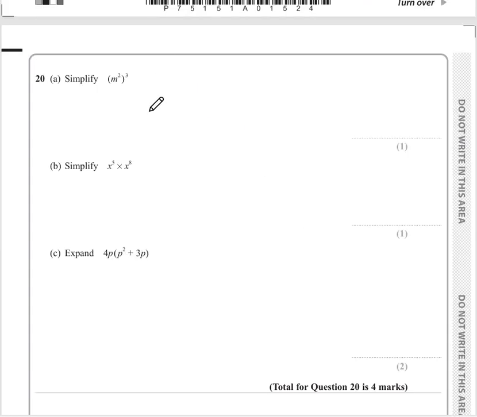Question 20. Simplify m squared to the power 3. So when we have this situation with the brackets, what we're going to do is multiply the powers. So we're going to have m to the power 2 times 3, which is m to the power 6. When we multiply, so for part B, x to the power 5 times x to the power 8, we're going to add the powers. It's going to give us x to the power 13.